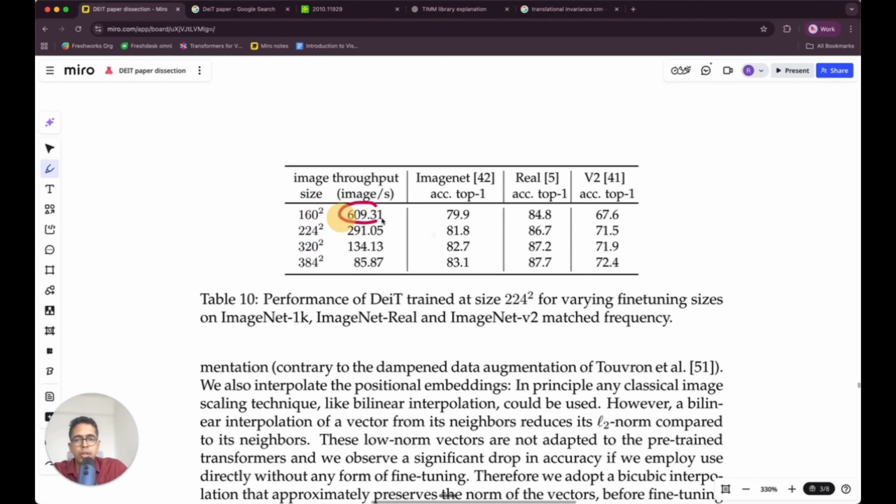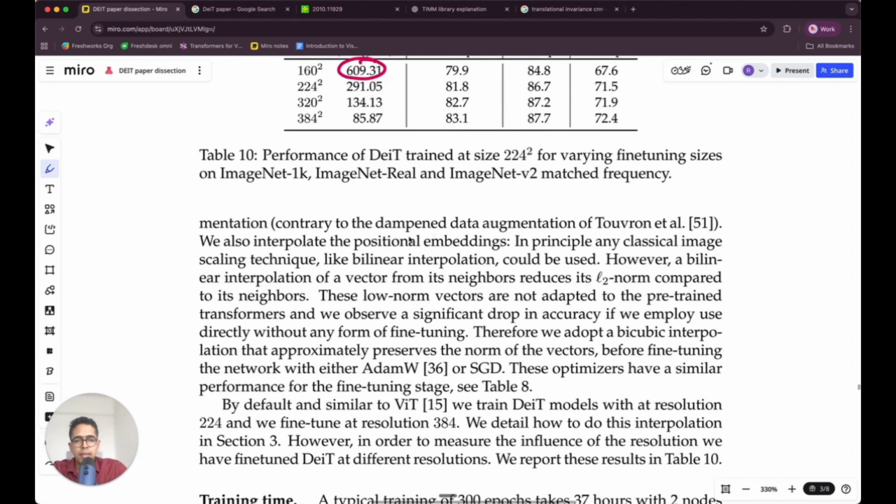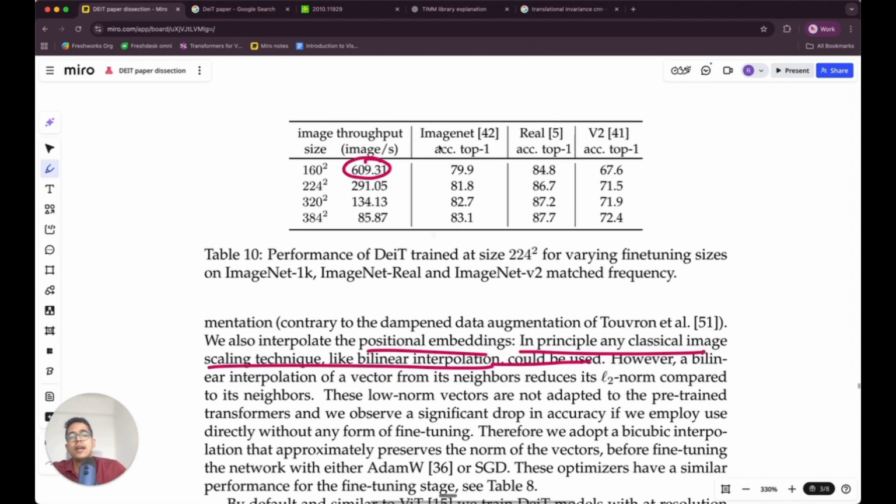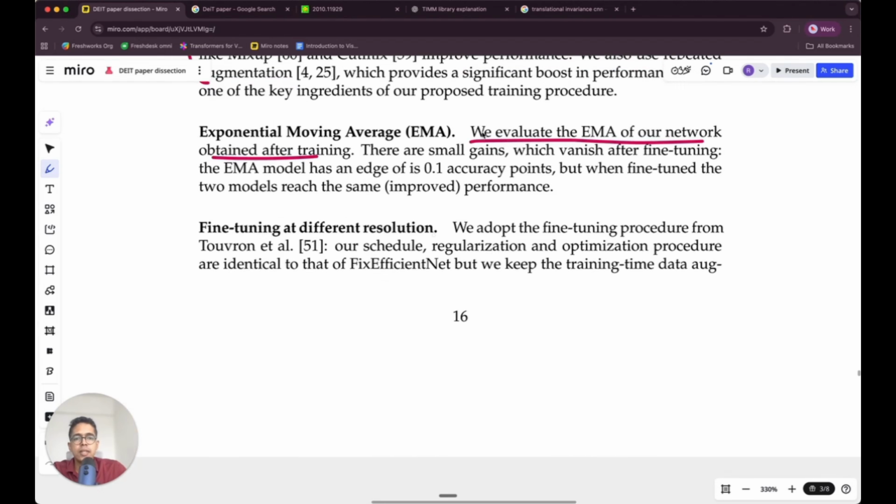So image throughput is very high, but ImageNet accuracy is very low, 79%. This has the highest accuracy, 83.1, but it's the slowest in terms of image throughput. Completely makes sense. We also interpolate the position embeddings. In principle, any classical image scaling technique like bilinear interpolation could be used. This is to create positional embeddings if you are using lower resolution or higher resolution images.